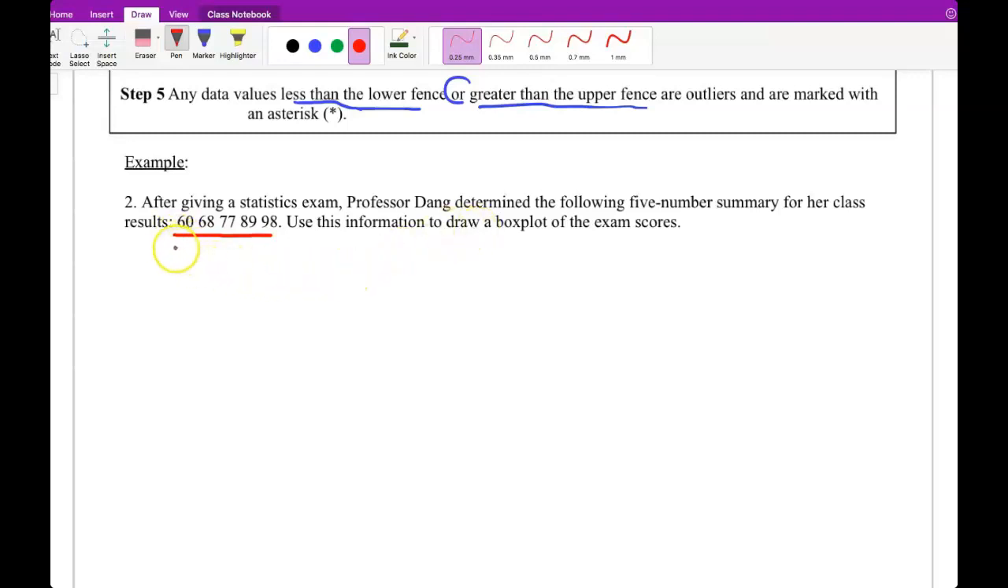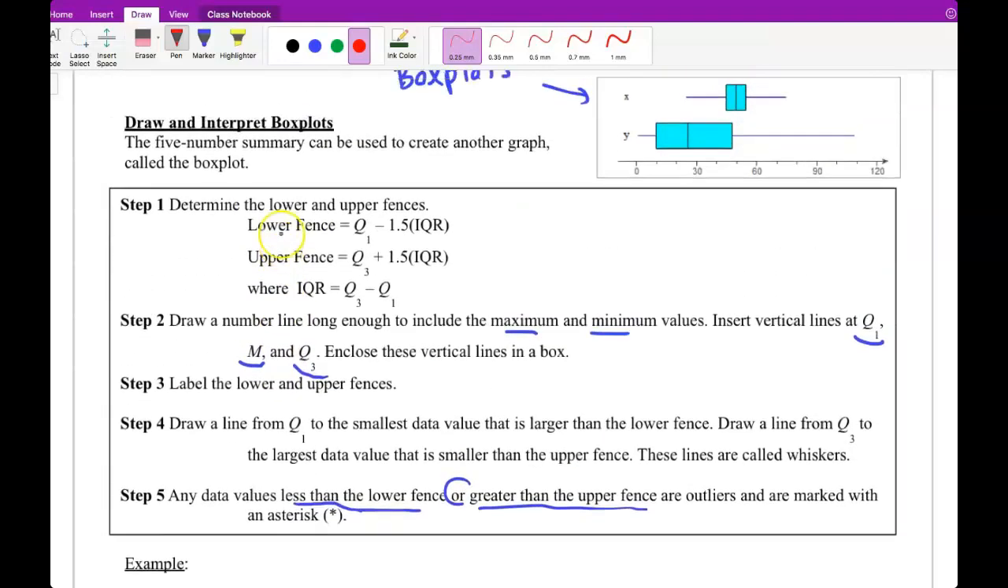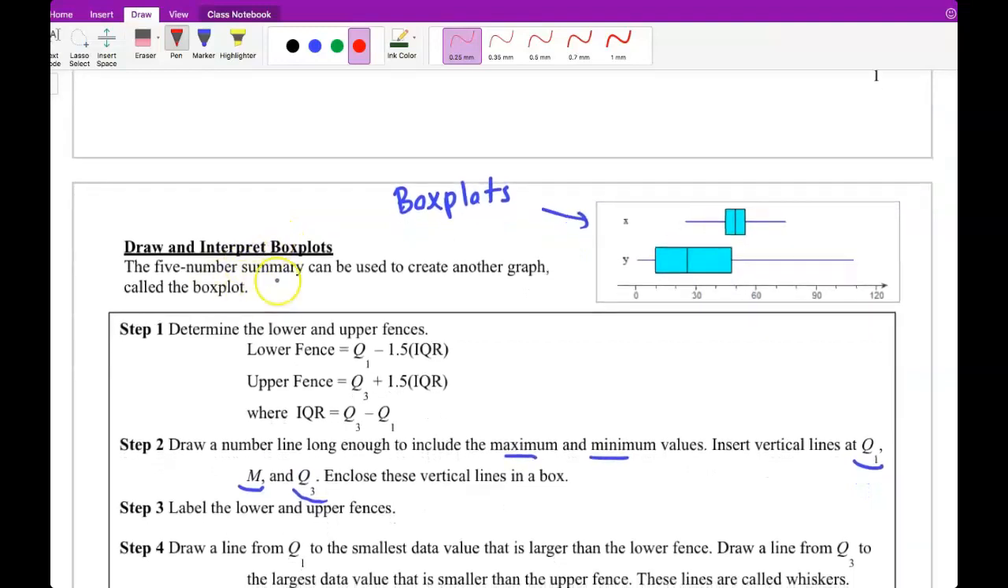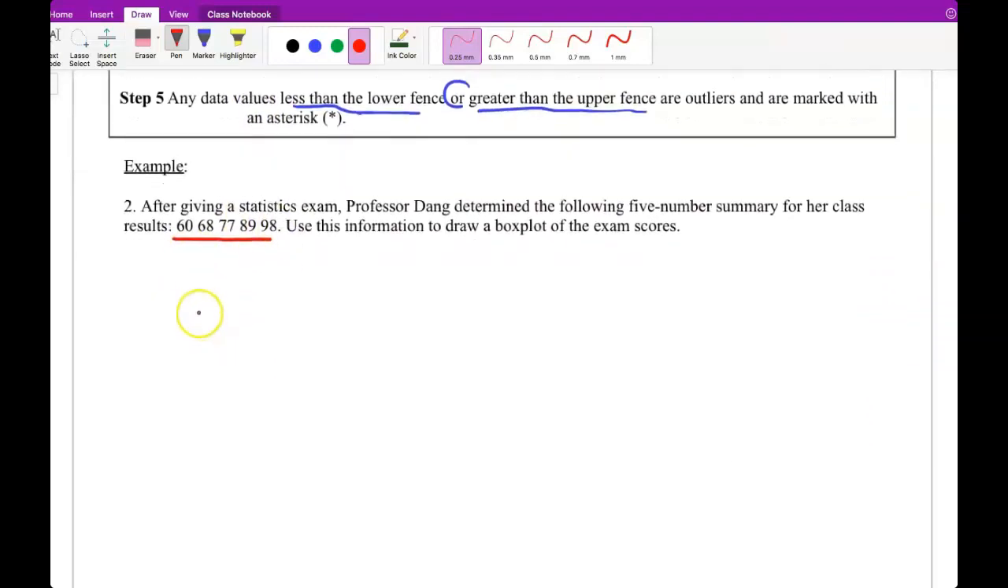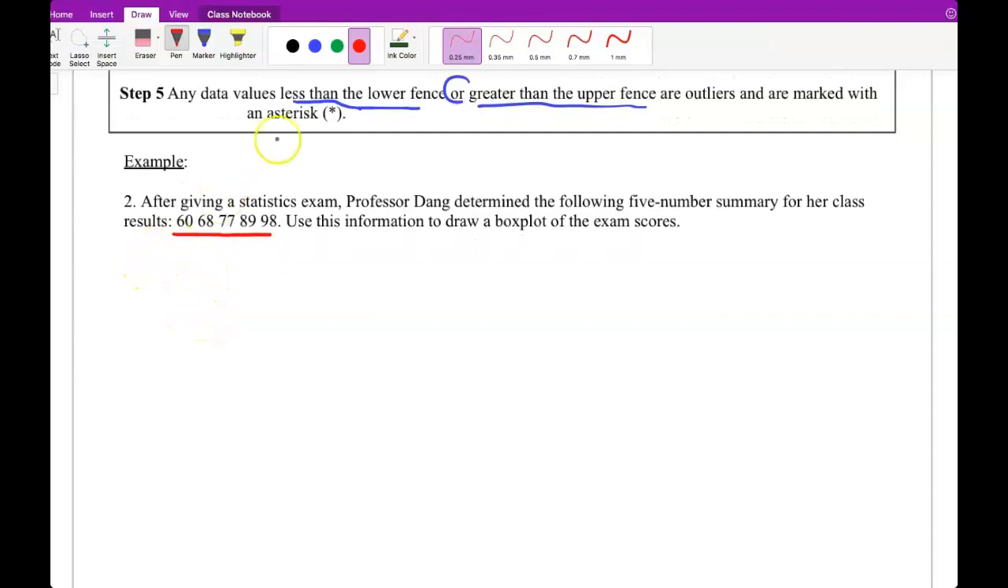Okay, so these are our data. These are not 5 key numbers. So these are not what we have in a 5 number summary. These are the data. So following steps, we want to draw a box plot.